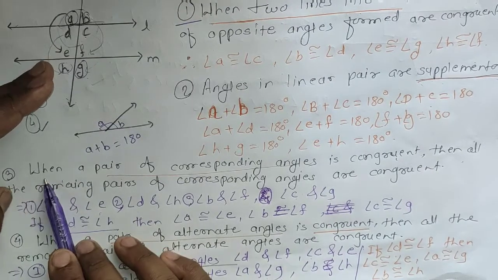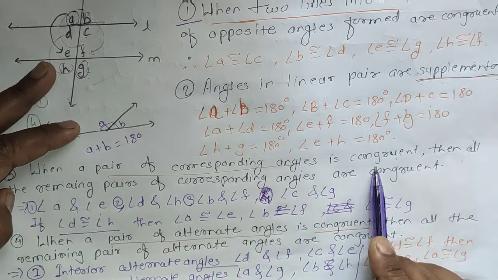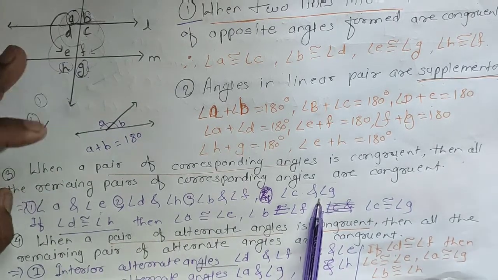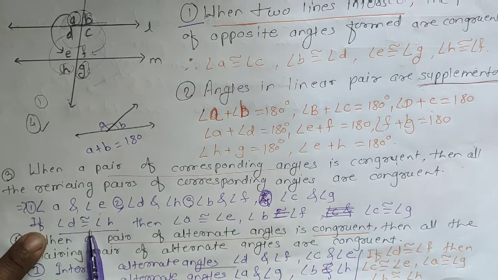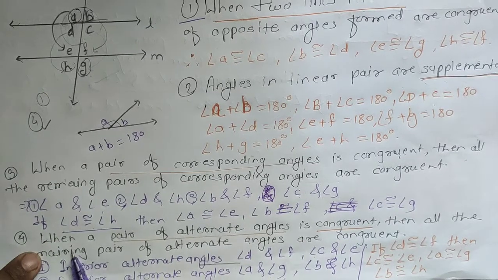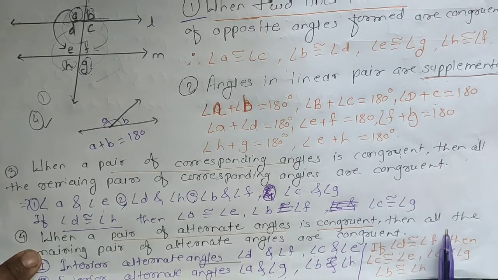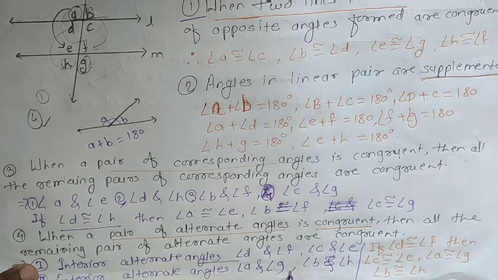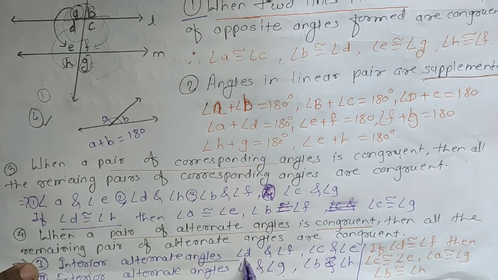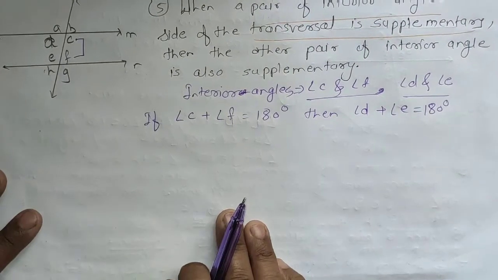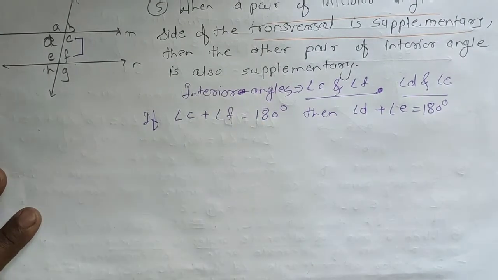Then we saw the third property: when a pair of corresponding angles is congruent, then all the remaining pairs are congruent. So these are the corresponding angle pairs. Out of these, if any one is congruent, the remaining are also congruent. And the fourth property: when a pair of alternate angles is congruent, then all the remaining pairs of alternate angles are congruent. Here we wrote the interior angles pair and exterior angles pair. From these four, if any one is congruent, then all the remaining pairs are congruent.